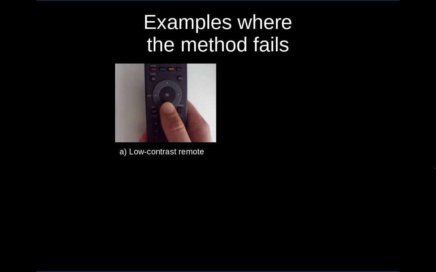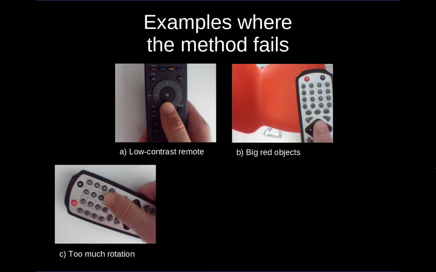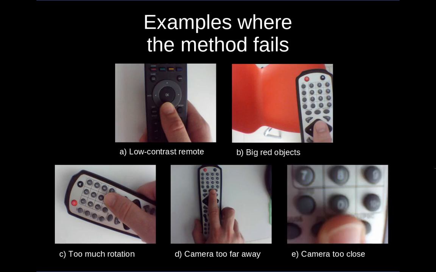In some situations, the method cannot work correctly. Remote controls with low contrast between the buttons and the remote's general color can prevent the detection of buttons. Skin patches or bigger red objects above the actual fingertip lead to a wrong fingertip position. If the remote control is rotated too much, the wrong button is used for classification. If the camera is too far away, the button classification fails. If it is too close, no buttons are detected at all. Thankfully, at least the last three situations can be avoided by teaching the user how to use the application.